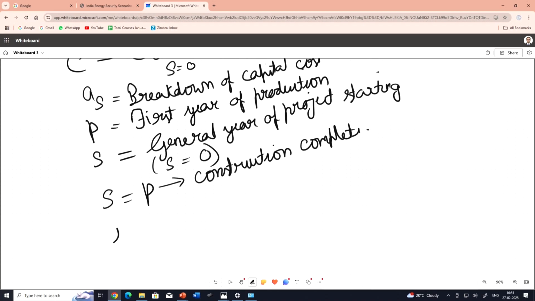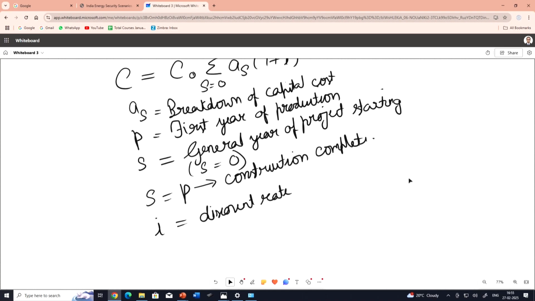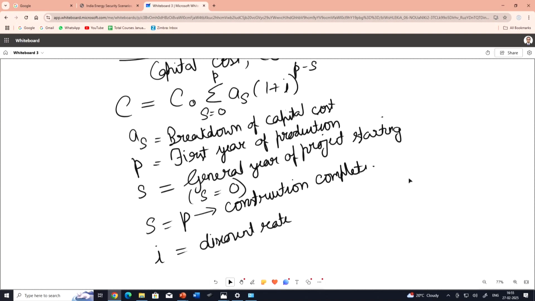And finally I is basically a discount rate to bring in the time value of money. For any of you for which the time value of money is a new concept, I would again request you to go through any basic engineering economics course, which will bring out this concept in much more detail. Now this is with respect to understanding the spread of the capital expense over a couple of years.